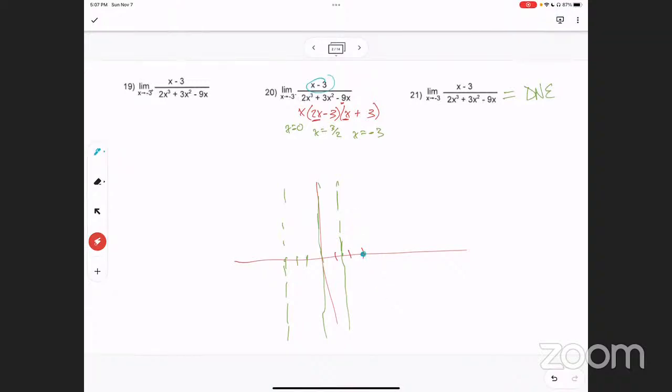Yeah. And the fact that it was bottom heavy means I have a horizontal asymptote at 0. Okay. And I only have 1 zero. My only zero is 3. Now, what's my y-intercept? Can I have a y-intercept? I can't have a y-intercept when I have a vertical asymptote, right? So I won't have a y-intercept, so none.